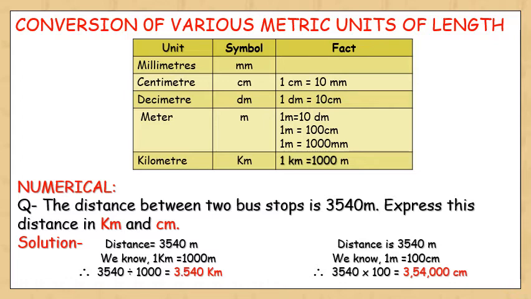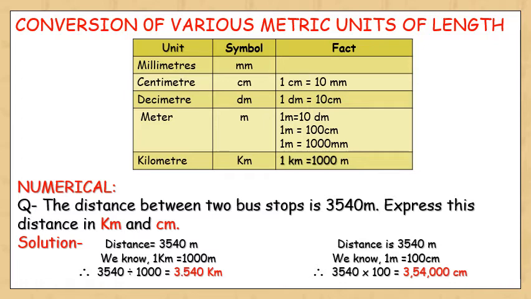Okay, so let's start the numerical. See, first of all, we will write the distance, that is 3540 meters. Okay, now students, from the above table, you come to know that 1 kilometer is equal to 1000 meters, because here we have to convert it into kilometer. We are expressing this distance into kilometer. So we choose the kilometer unit, and you know that 1000 meters make 1 kilometer.